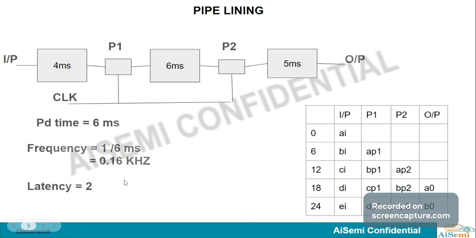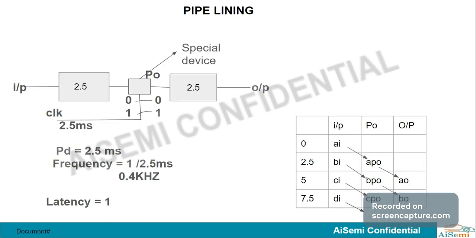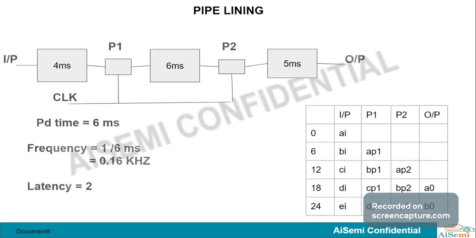Here I am taking another example of pipelining. In the previous example I took the same milliseconds for every block, but here I am taking different times: 4 milliseconds, 6 milliseconds, 5 milliseconds. Here we applied 4 steps. Here I am taking the input AI.